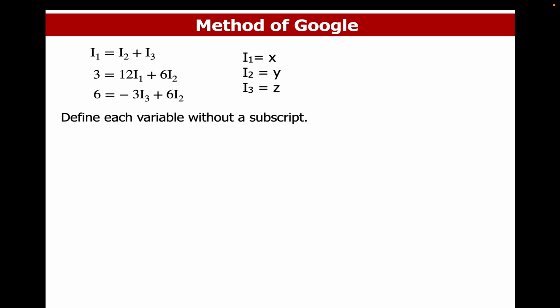If I put in I1, I2, I3, Google thinks I mean 1 times I, 2 times I, and 3 times I. So I need to replace it with a single variable. Here are my equations rewritten with my x, y, and z variables.